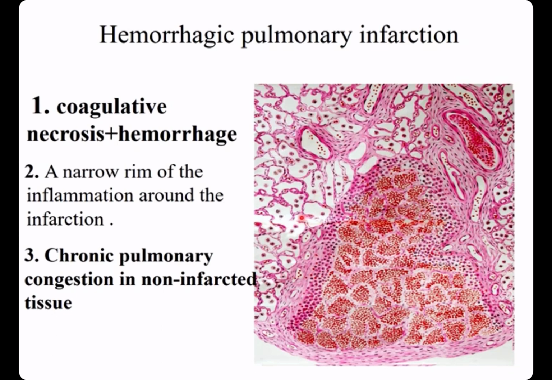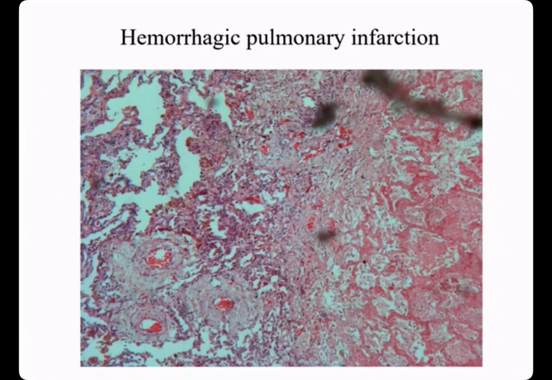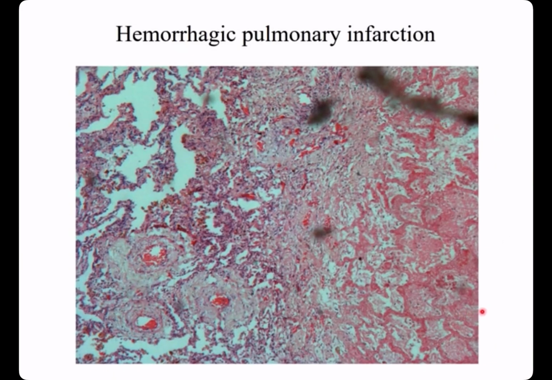Here is non-infarcted or viable tissue, which displays the features of chronic pulmonary congestion. A narrow rim of inflammation around the infarction separates the two parts. We call this the inflammatory response zone. Here is infarction of lung tissue. Here is non-infarction. This is the inflammatory reaction zone.